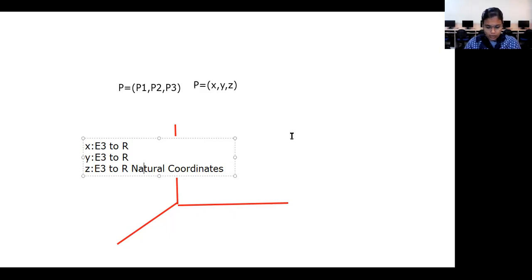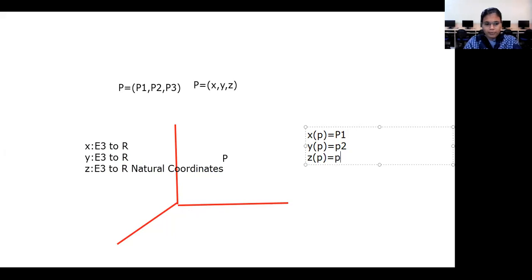Okay. Now before going to the next one, I have one question that you have to tell me in the next live lecture. That means, can you plot a point P in an E3 space? So how are you going to say this x of a point P? What will be x of P? It is simply your P1, that is the first coordinate. Similarly, we can write y of P will be nothing but your second coordinate P2. And z of P is nothing but your third coordinate, that is P3.